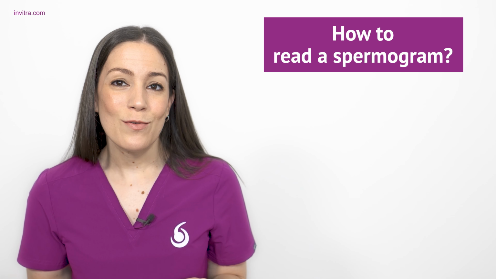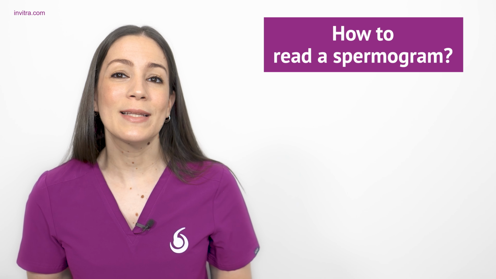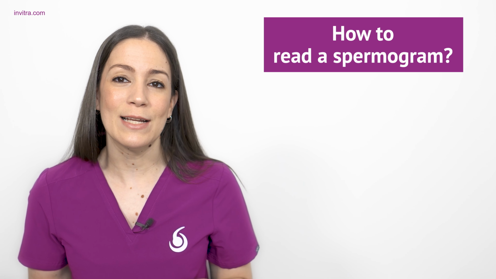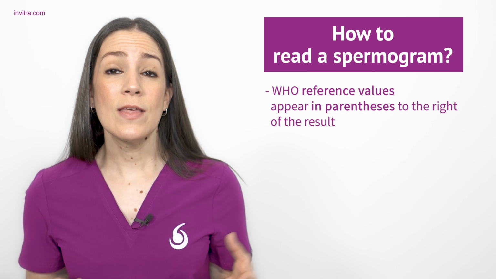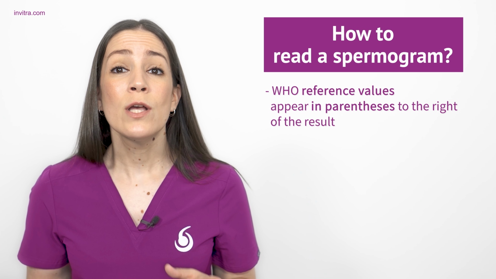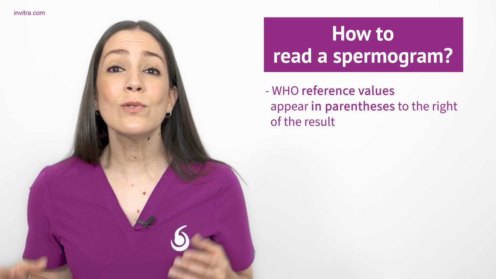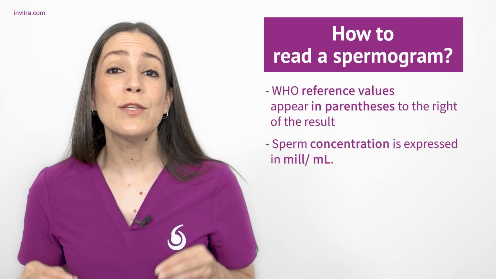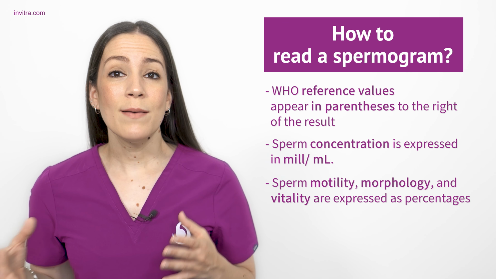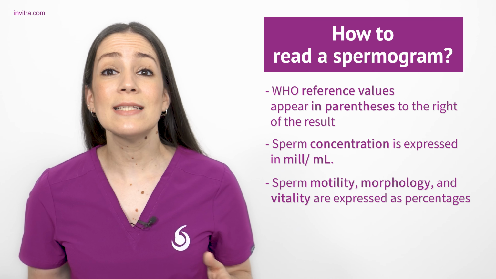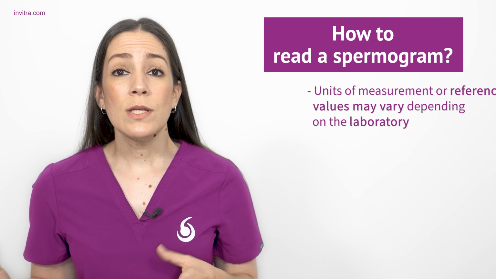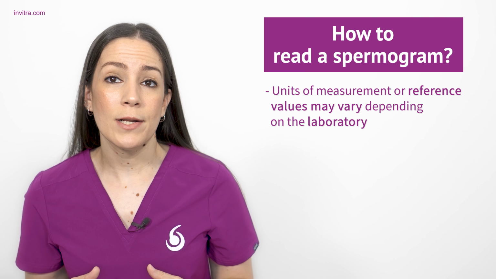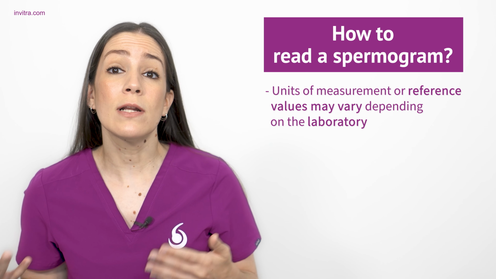When the report containing the semen analysis results is received from the laboratory, it is important to carefully consider some recommendations in order to understand those results. The reference values, decision limits from the WHO usually appear on the right side of the result and in parentheses. The concentration of spermatozoa is expressed in millions per milliliter. Sperm motility, morphology, and vitality are expressed as percentages. It is possible that the units of measurement or reference values change depending on the laboratory in case the seminogram is repeated at another clinic.